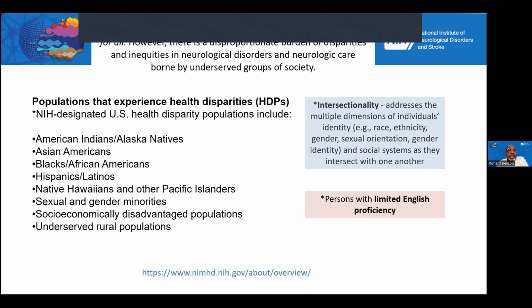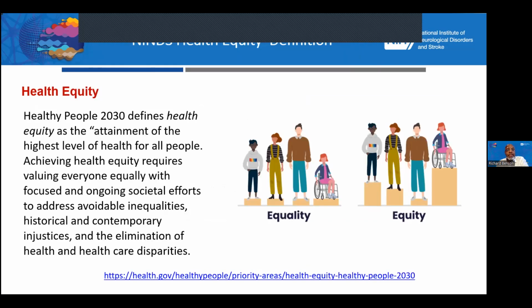This slide lists the populations designated by the NIH as experiencing health disparities, and I have the groups listed here. Intersectionality is something that's very important as well. We have to think of this in general with all of the groups, but I also mentioned disabled as well. And so these are some of the topics.